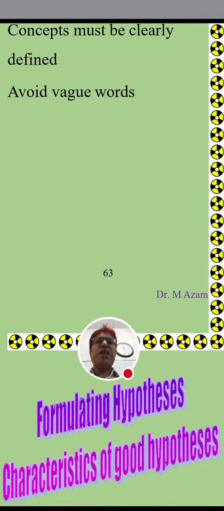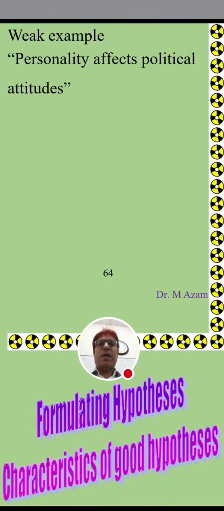Concepts in your hypothesis must be clearly defined, and avoid vague words. Weak example: personality affects political attitudes. Here, personality is not clear. What kind of personality? It is vague. It is not a good hypothesis.